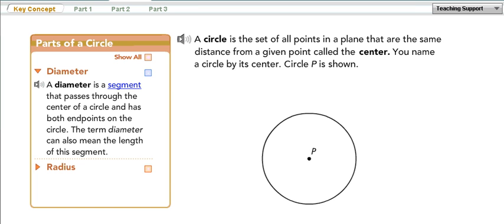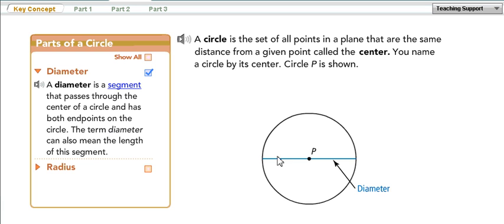Hi, this is 11.1, center, radius, and diameters of a circle. So we're basically going to talk about the parts of a circle. And as you can see, we're going to be looking at the diameter. The diameter is a line that goes from side to side and goes through the center of the circle. In this case, the center of the circle is known as P.